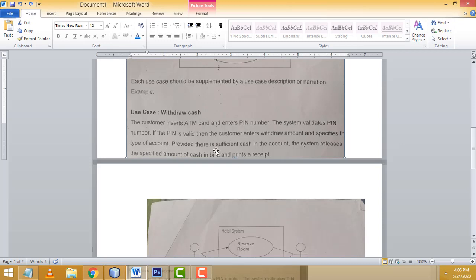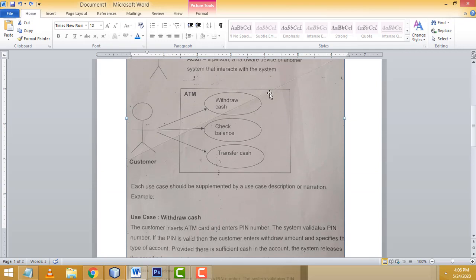Provided there is sufficient cash in the account, the system releases the specified amount of cash and prints the receipt, right? This is the work done by the ATM machine. This is a simple example of the use case.